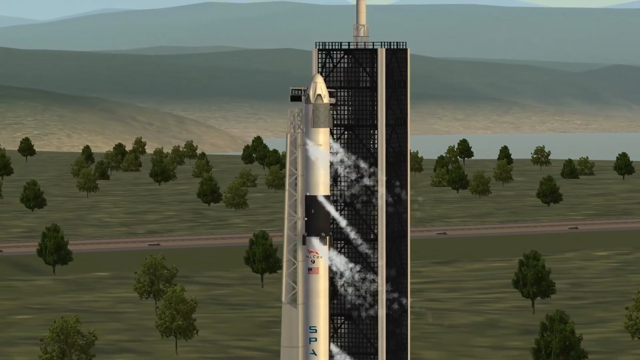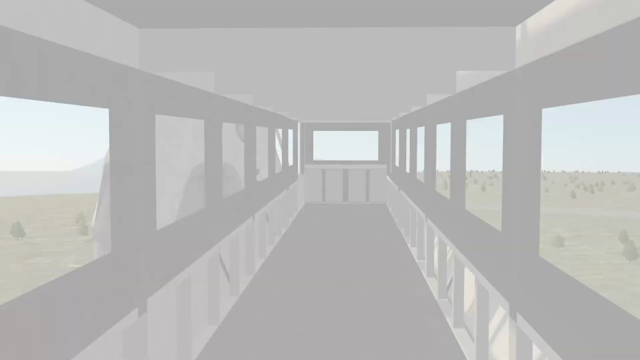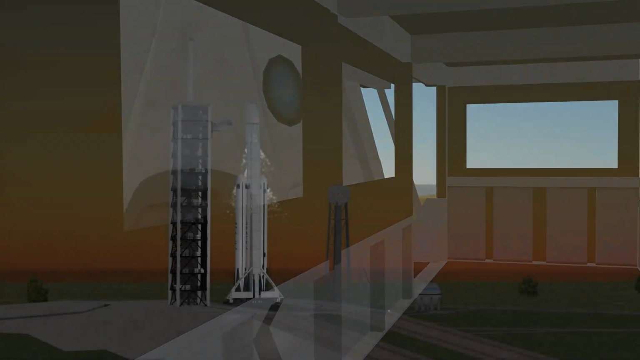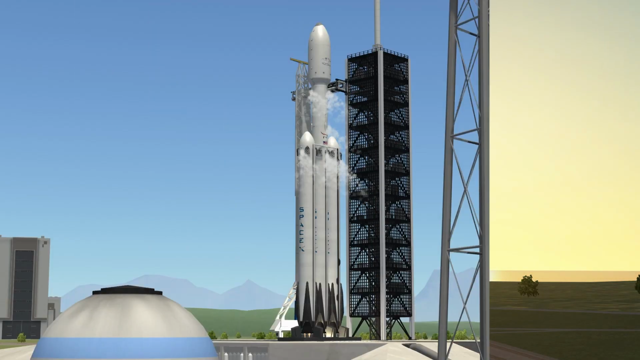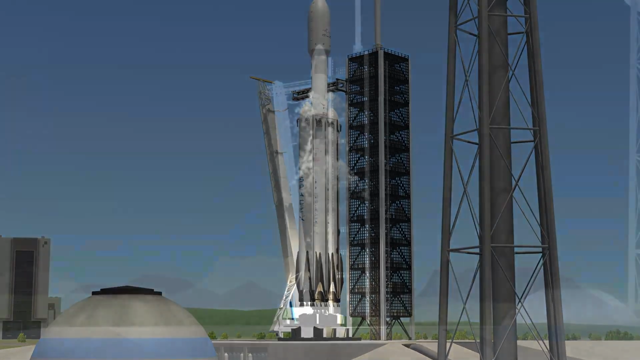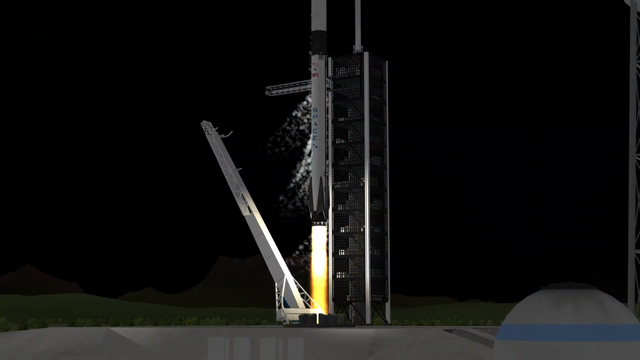LWO1 WeatherNet. Liftoff conditions looking pretty good. TS is ready for launch. Ignition. Liftoff. Falcon 9 has cleared the tower.